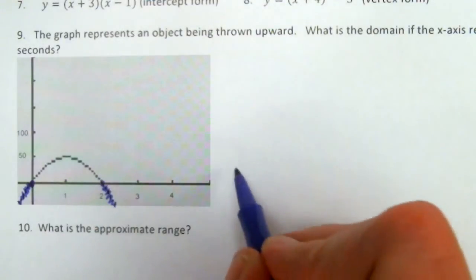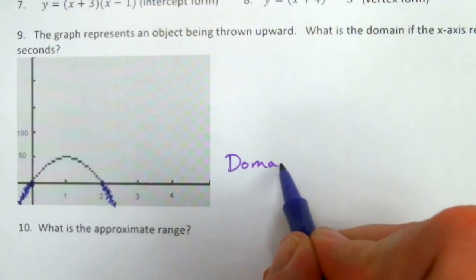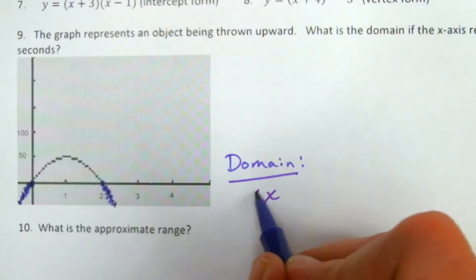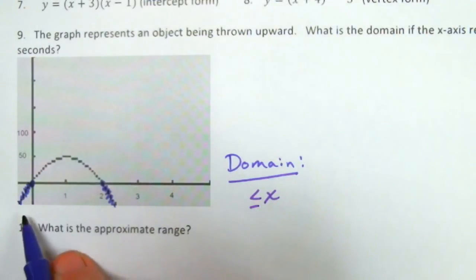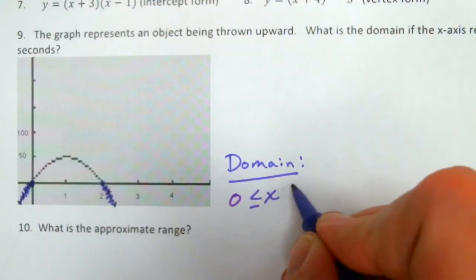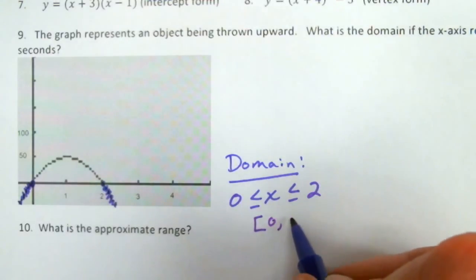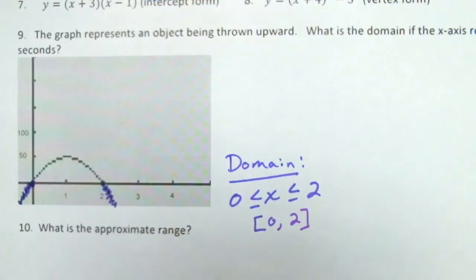So for number 9, they asked for the domain. Those are all the x values, along the x values. Well, the time, or the x, goes from 0 to 2 seconds. So the domain is just from 0 to 2. You could do an interval notation like this: 0 is less than or equal to x, which is less than or equal to 2.